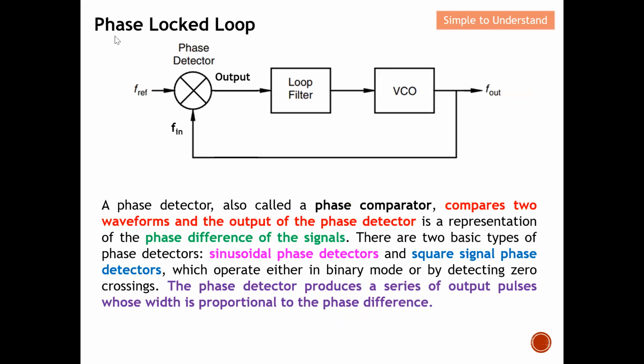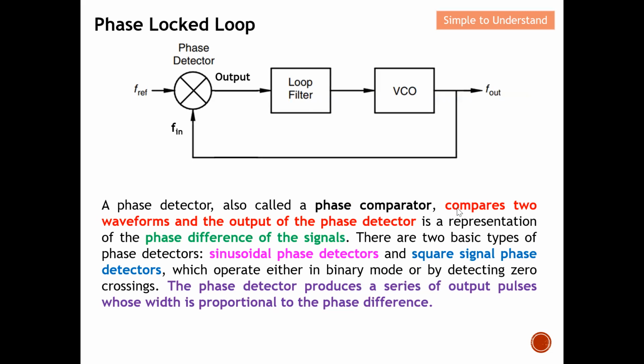Okay, let's quickly understand how this phase lock loop actually works. Before I go into detail on phase lock loop, let me explain what a phase detector is. As you can see, the phase detector is the first stage of phase lock loop. A phase detector is also known as a phase comparator.